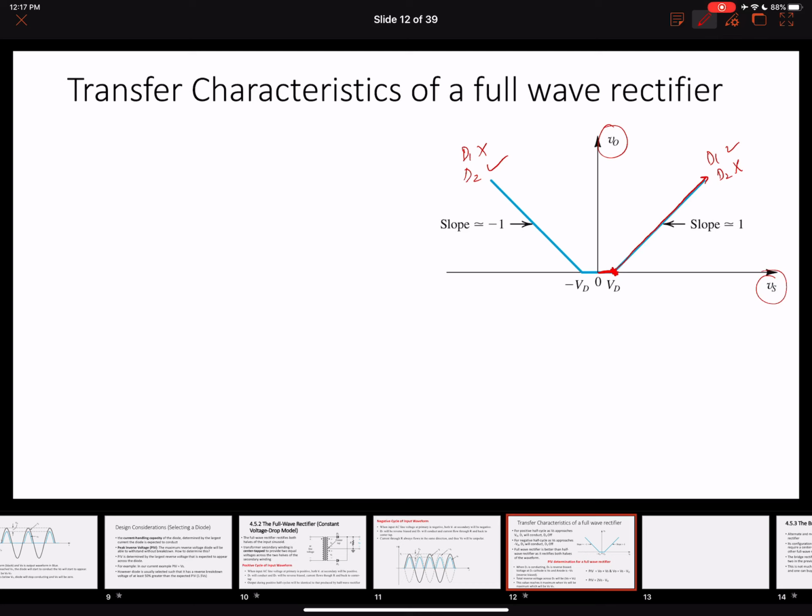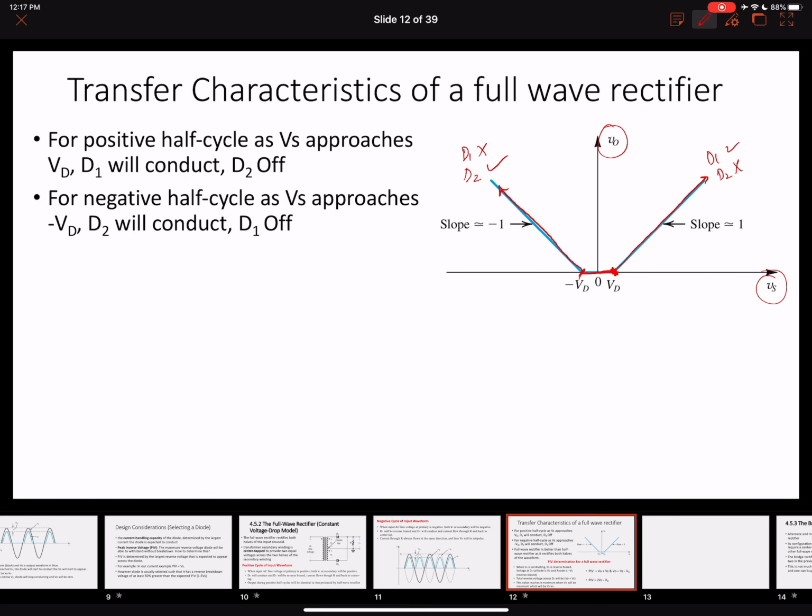Similarly, when our negative cycle drops below minus Vd, our diode 2 will become forward biased and start to conduct. And this is the potential drop that will appear across the resistor. Again, the current flow is in the same direction, and that is why we get the rectification in the same direction. So this is what we discussed already. For a positive half cycle, as Vs approaches Vd, D1 will conduct and D2 will be off. For a negative half cycle, as Vs approaches minus Vd, D2 will conduct and D1 will be off.